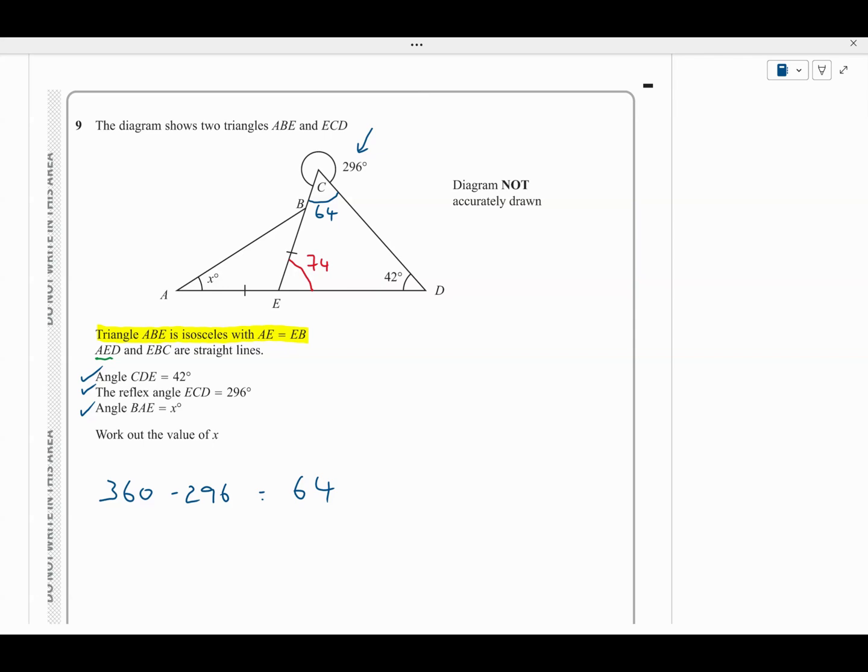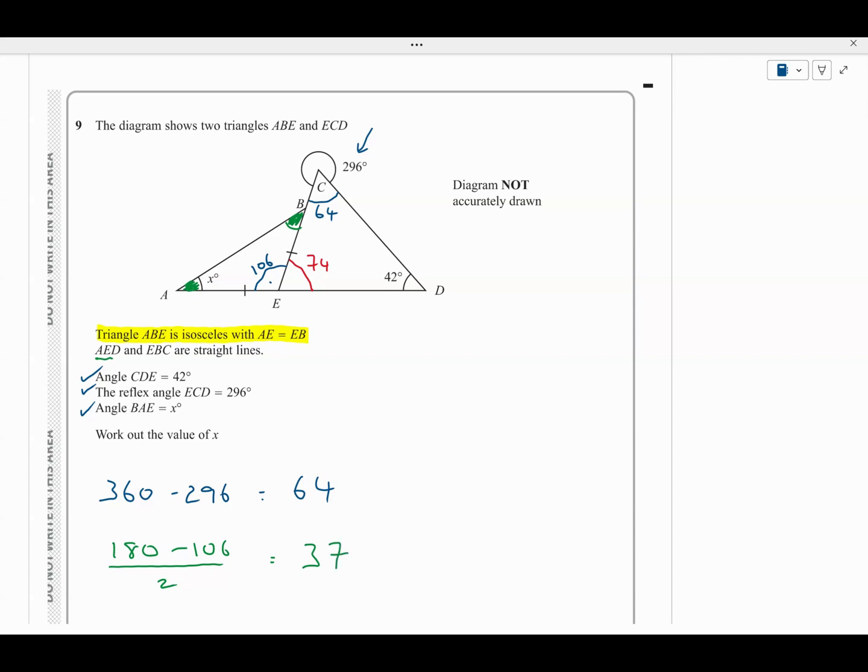Now, what angle can I find next? What about this one? Because it's 180 on a straight line, that angle will be 180 minus 74, so that angle will be 106. Now, look at this triangle here. You know how that's x, and that's also x because it's an isosceles triangle. So to find x, I can do 180 minus 106 and then divide that answer by 2. 180 minus 106, divided by 2, equals 37. So x is 37.